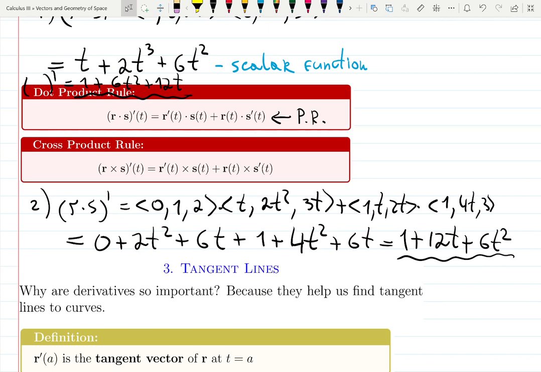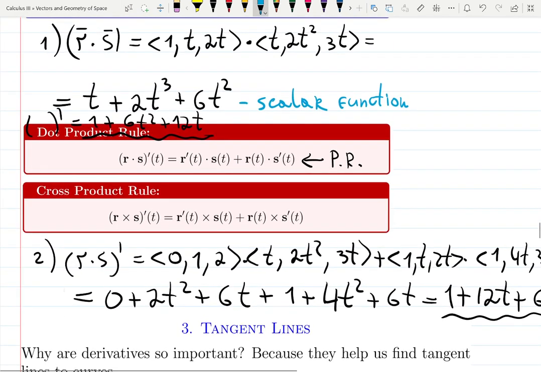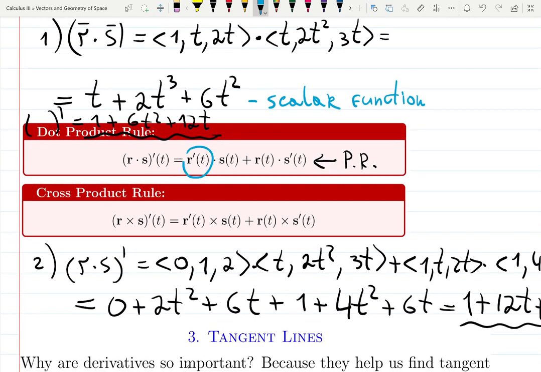Yes? The first vector is 0, 1, 2. Where did you get that? I was hoping someone asks because I was going fast. This is r prime. This is my r. So the derivative of 1 is 0. Derivative of t is 1, and then 2t gives you 2. Thank you for asking. Now, cross product, you remember determinants and stuff. So, let's just move on.